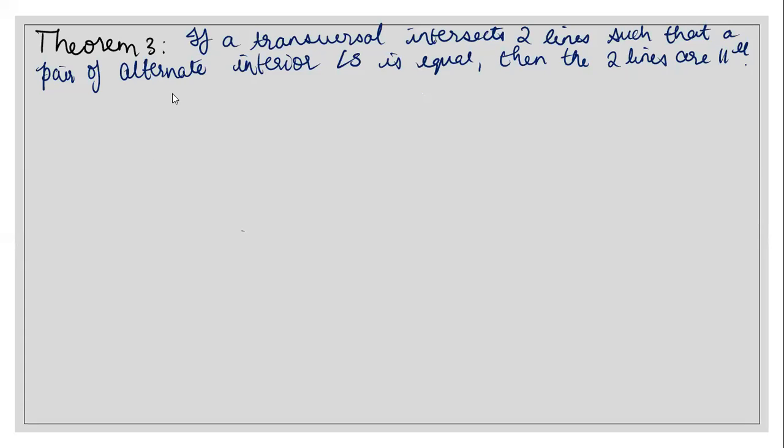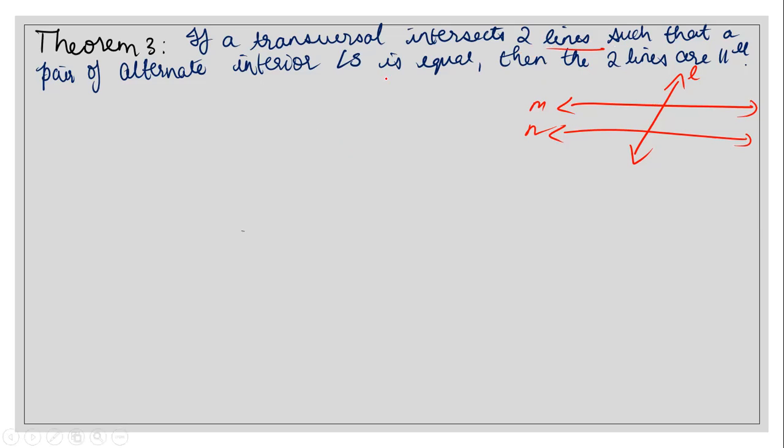Theorem number 3 tells us that if a transversal intersects two lines such that a pair of alternate interior angles is equal, then the two lines are parallel. So let's just draw the figure. We have a transversal L intersecting two lines M and N. By the way, they haven't said parallel lines, they've just said two lines.